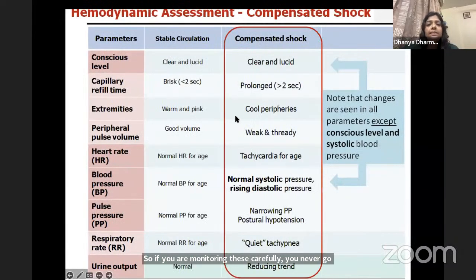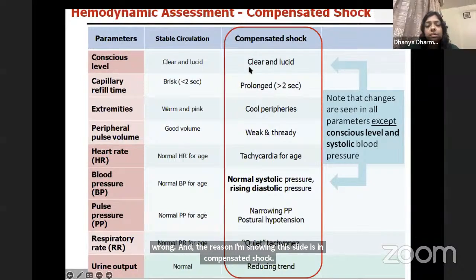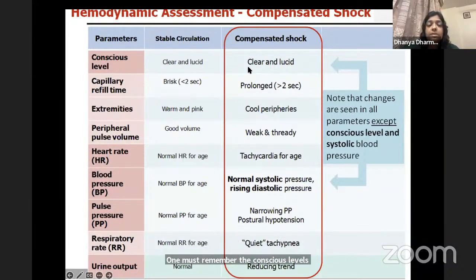And the reason I'm showing this slide is that in compensated shock, one must remember the conscious level continues to be clear and lucid. So the child will look absolutely conscious, will be talking to you, but yet would be in shock. So how would you identify this? The diastolic pressure rises, so the pulse pressure can reduce. If the pulse pressure is reducing to less than 30, you need to be careful. If there is tachycardia, you need to be careful.